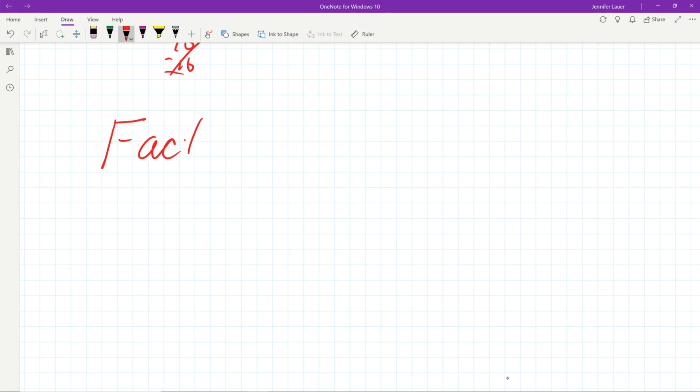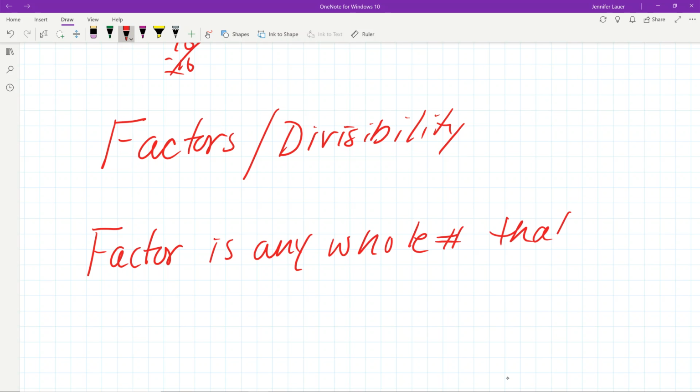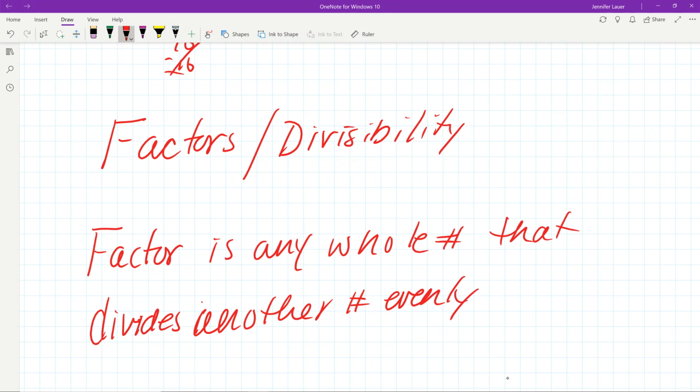This is for Math 87. We're going to be talking about factors and divisibility today. First of all, what is a factor? A factor is any whole number that divides into another number evenly. And that means no remainder.